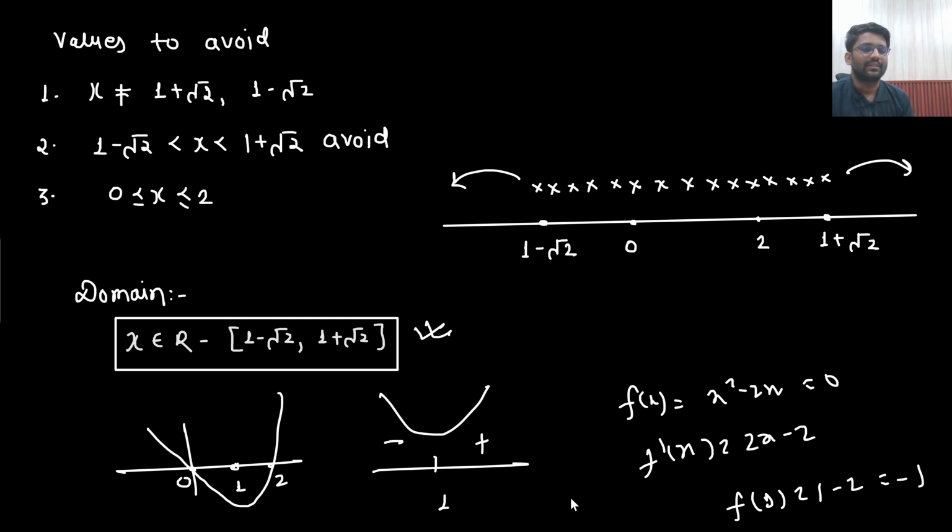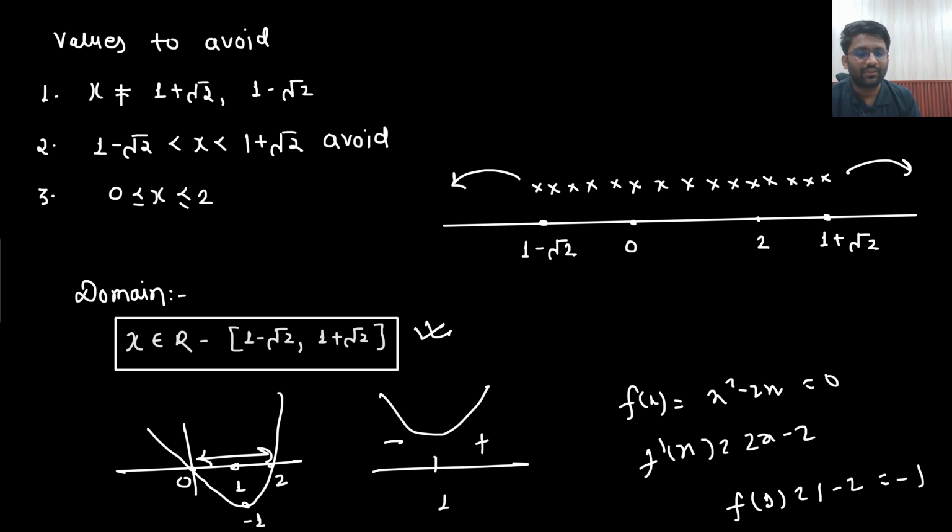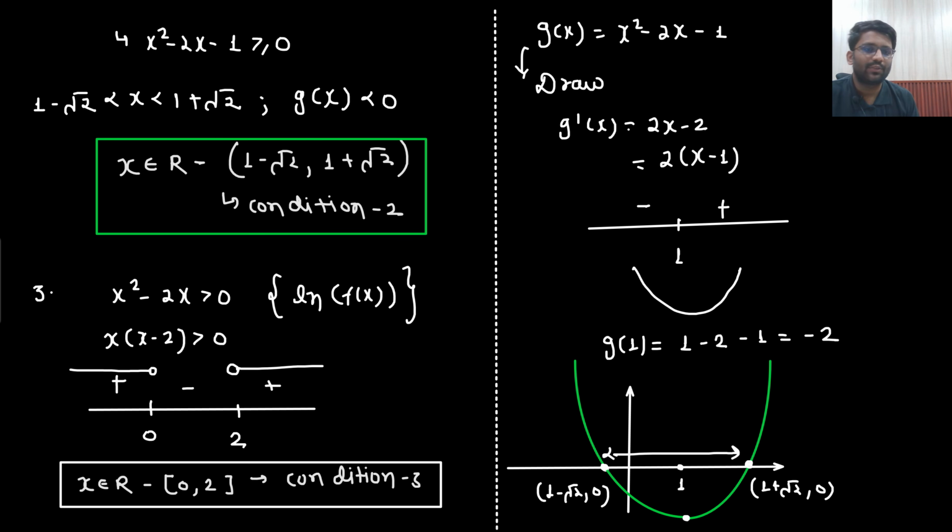This is the graph I will be getting. At f of 1, the value is -1. That means in this range, between 0 to 2, no values will be accepted. But boundary points also I will not accept. Why is that so? Because the condition is it should be greater than 0, not greater than equals to 0. That means x equals to this particular value being equals to 0 is also not accepted.